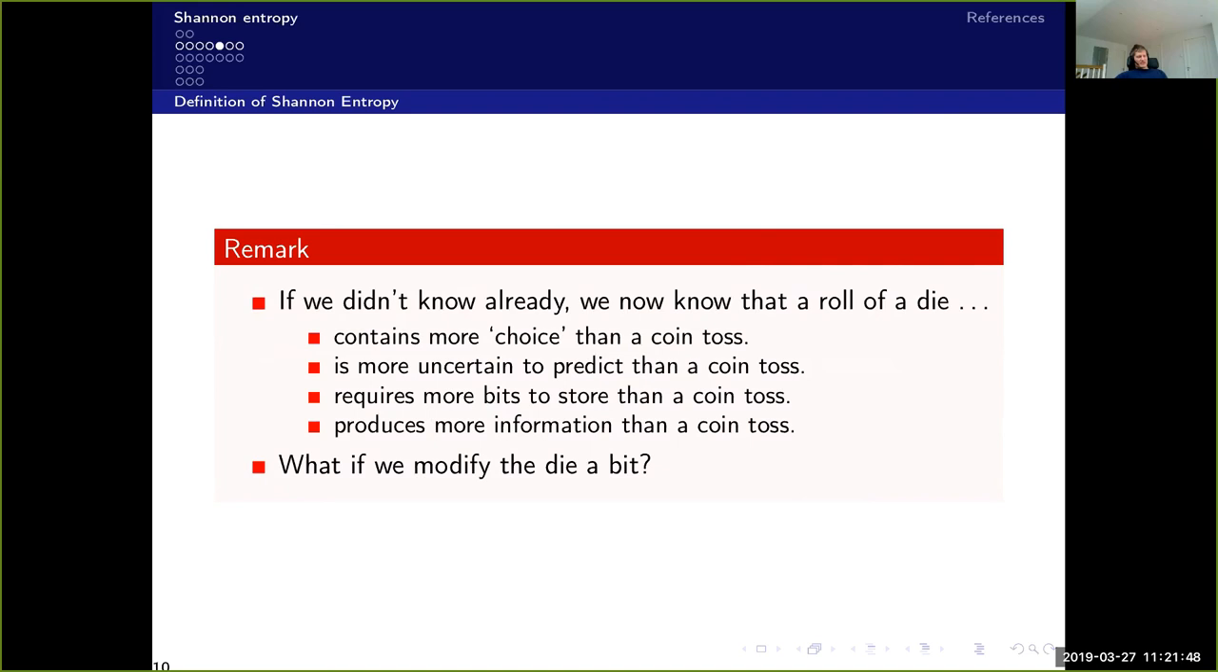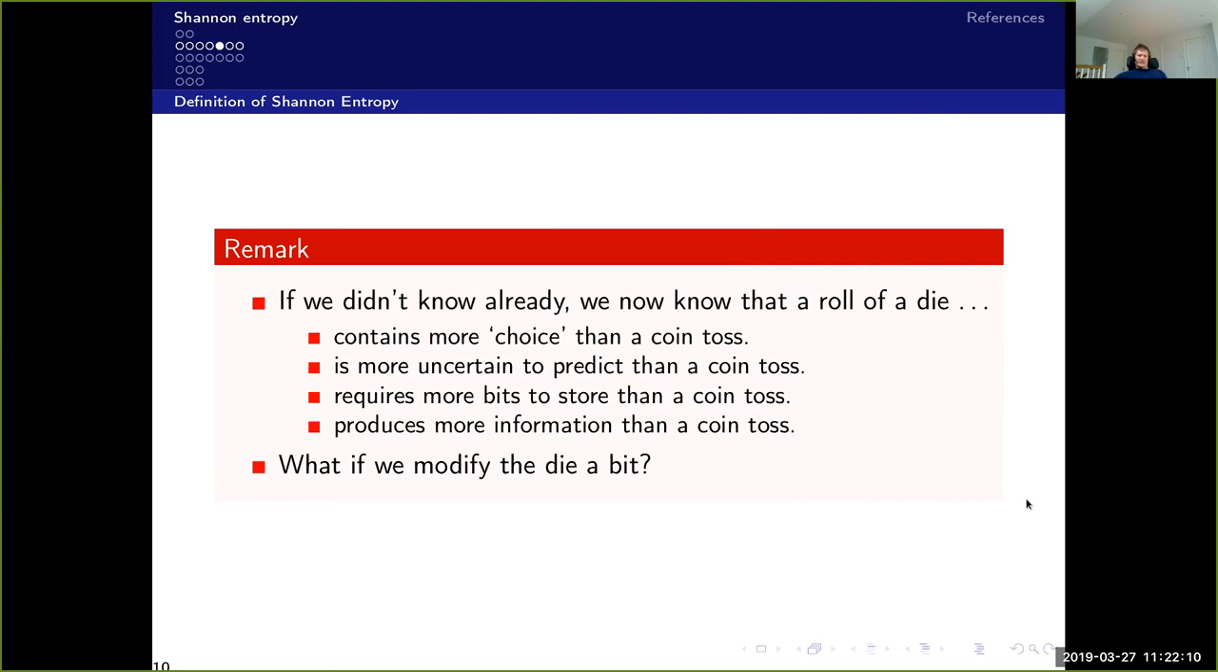And this makes intuitive sense because, of course, it's easier to guess if there are two possible outcomes, as in tossing a coin. So it's a 50-50% chance, whereas guessing the roll of a die is much more difficult because you have six options and each is equally probable.